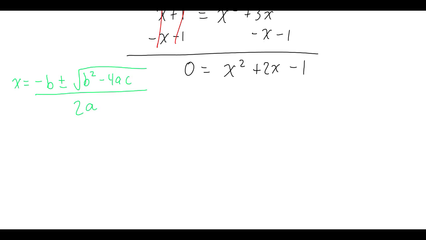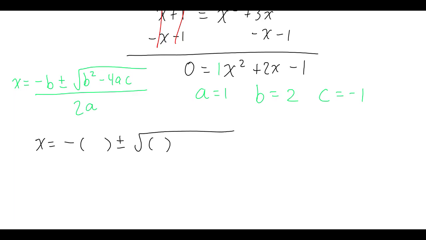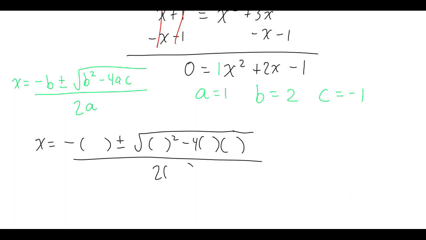We have to identify a, b, and c first of all. Of course, a is that understood 1 in front of x squared. B is the number in front of x, so it's 2. And c is negative 1. So now it's just a matter of plugging all those numbers in. Alright, so x equals negative b plus or minus the square root of b squared minus 4ac, over 2 times a.